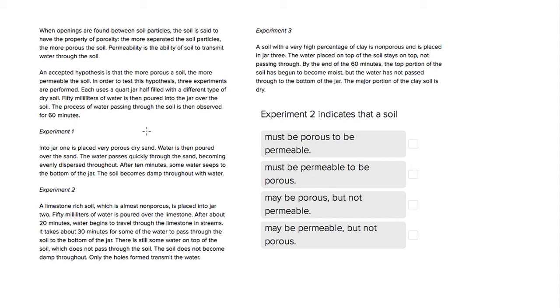This is Sophie Heller, and this is an ACT science question. The question is asking us to look at our experiment 2 with limestone and make an assumption about the soil.